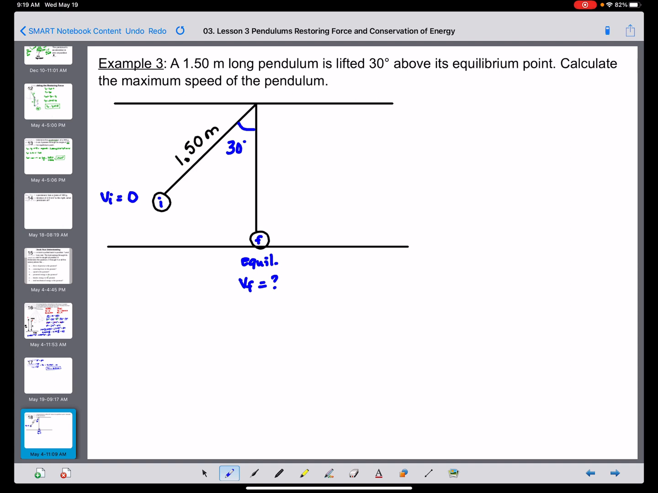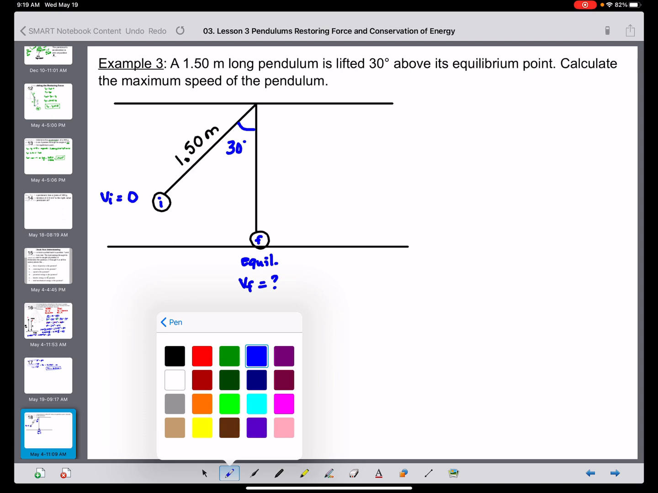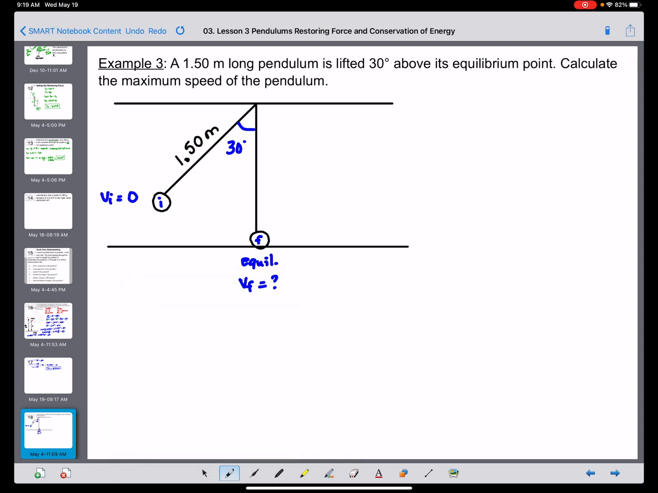Okay, but now we need some heights to work with, and we need to be careful because 1.5 meters is not the height. It's just the length of the pendulum string. And there's one more thing we can add to the diagram here. If we measure from the top of the pendulum to the bottom of the pendulum, that's going to be 1.5 meters. So we have 1.5 meters showing up in 2 places, right? And the length of the pendulum doesn't change just because the pendulum moved off to the side.